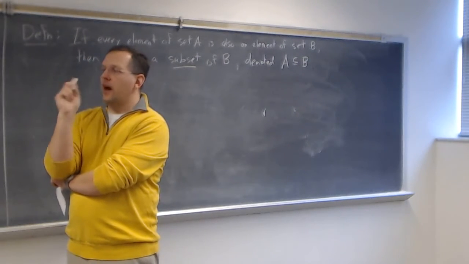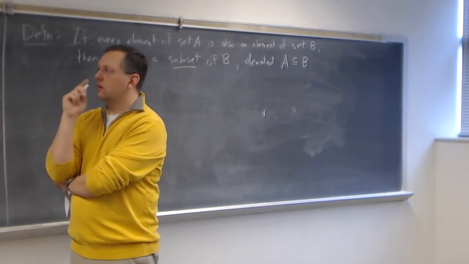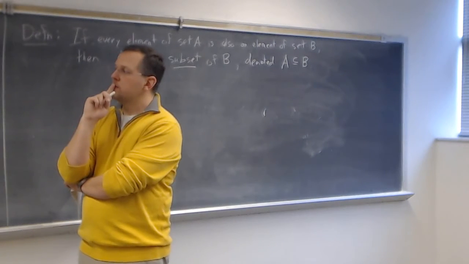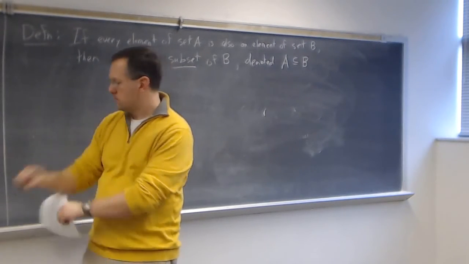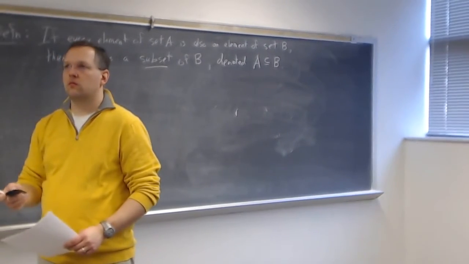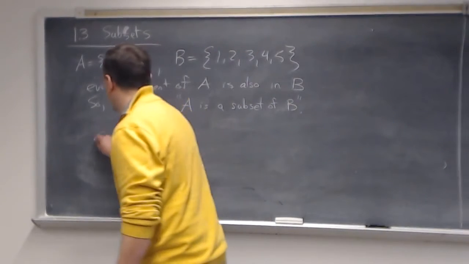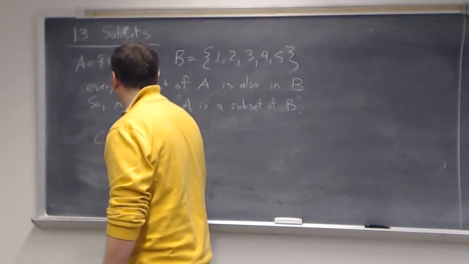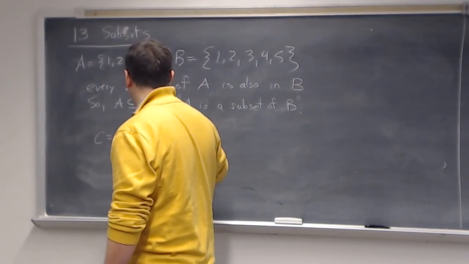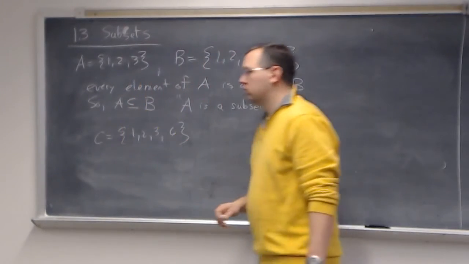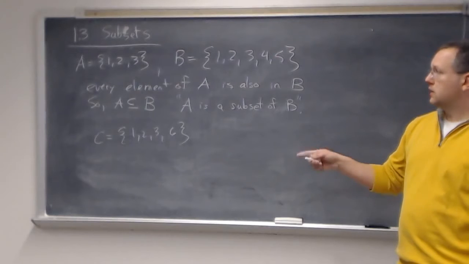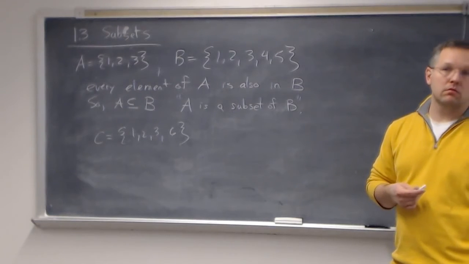So how would a set not be a subset of another? Like if A was 1, 2, 3, 6, and B was 1, 2, 3, 4, 5. Yeah. So let's look at a set. Let's call it C: 1, 2, 3, 6. C is not a subset of B.